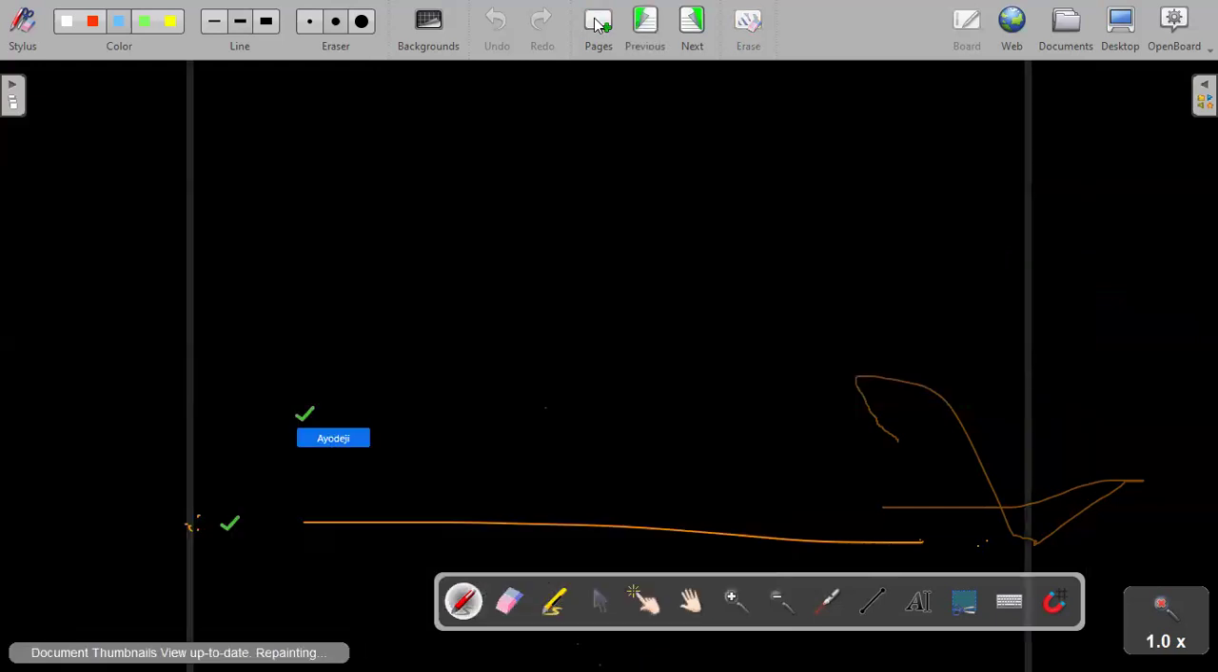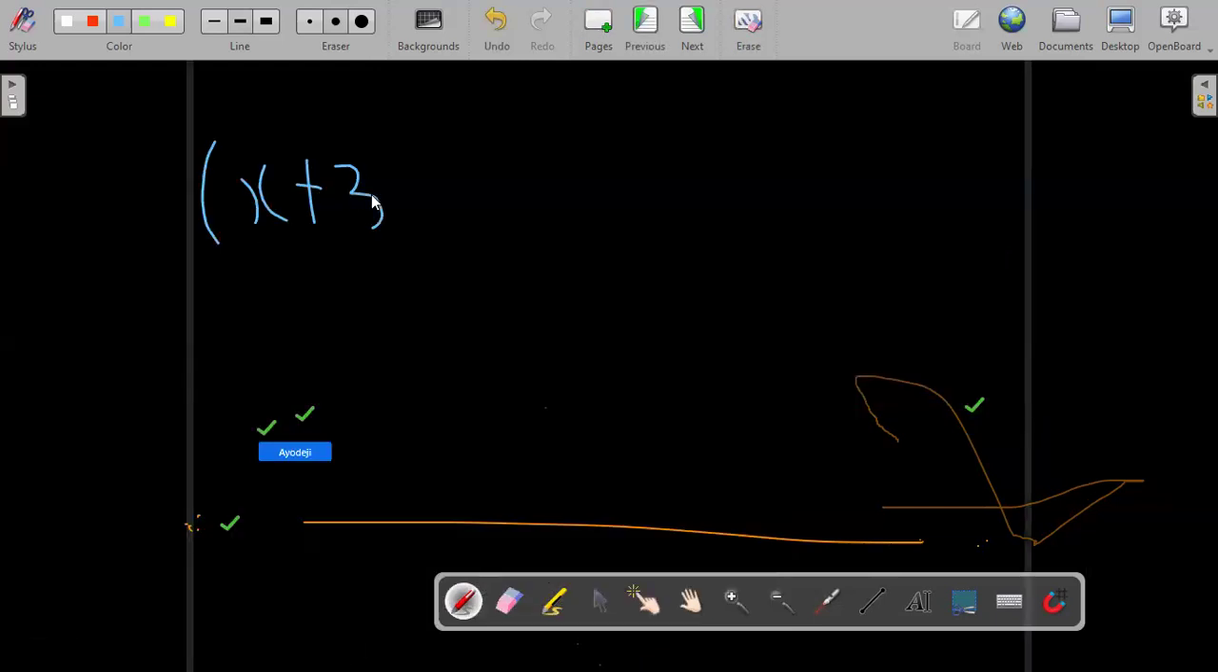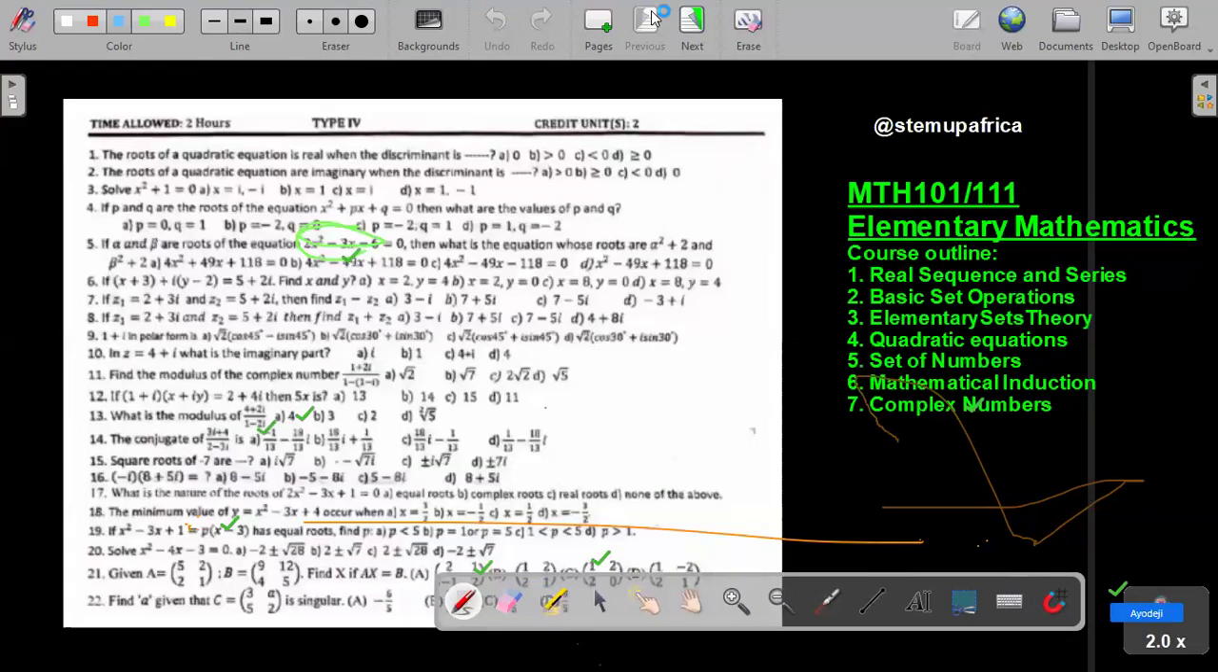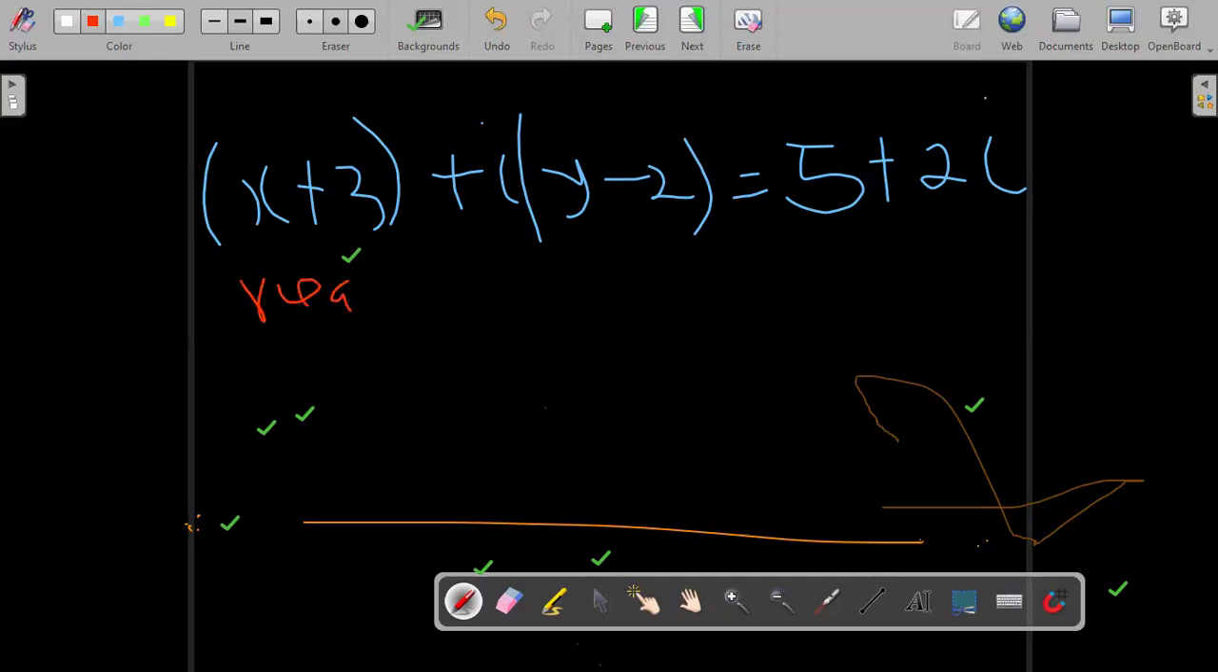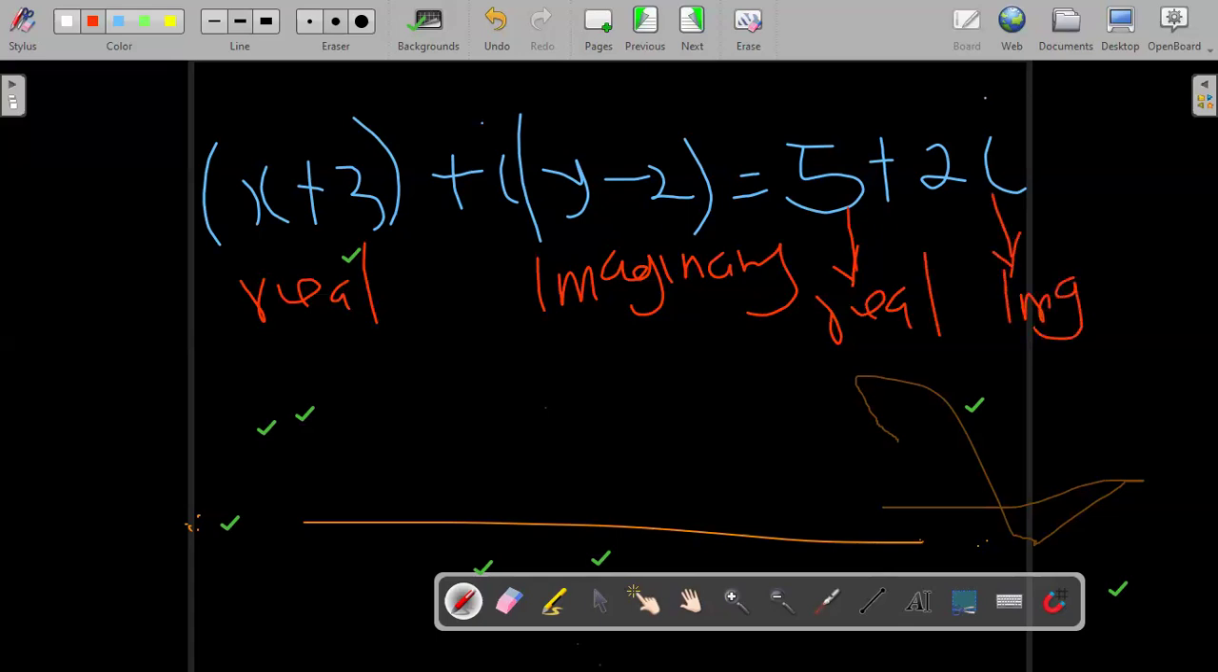x + 3 + i(y - 2) = 5 + 2i. Now, if you look at this expression, it's already been arranged. The x plus 3 are real numbers. This one is real, this one is imaginary or complex. The 5 is also a real number. The 2i is imaginary. So it has been arranged already.